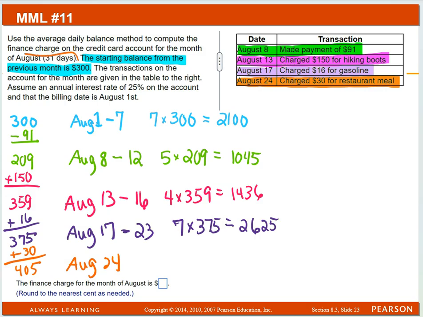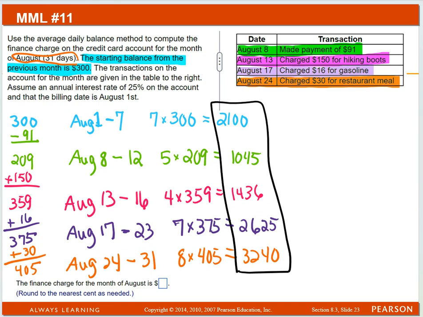And now for the end of the month, let's see, where is it? Right here. August has 31 days in it. So this is going to go from August 24th to the 31st. So 24, 25, 26, 27, 28, 29, 30, 31. I'm using my fingers here. That works out to be 8 days. 8 days at $405 a day gives you $3,240. And now I'm going to take these 5 numbers and add them up to get a total.